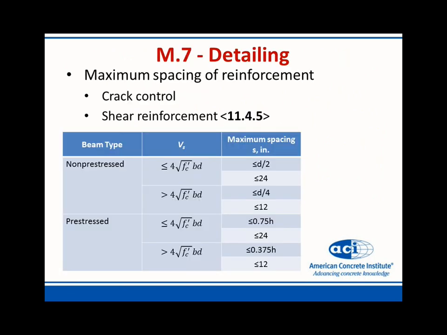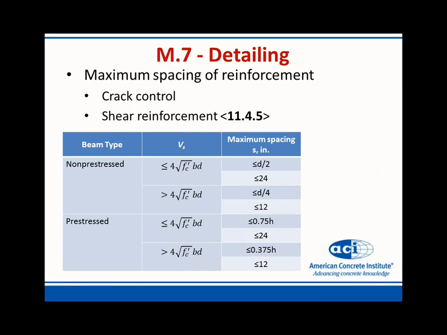Endpoint 7 addresses any detailing requirements that are important for that member. Generally, this would be maximum spacing of reinforcement for either crack control or for shear reinforcement. For example, I've shown the requirements for shear reinforcement from the present Chapter 11, 11.4.5, which divides the beam type into non-prestressed beams and prestressed beams.